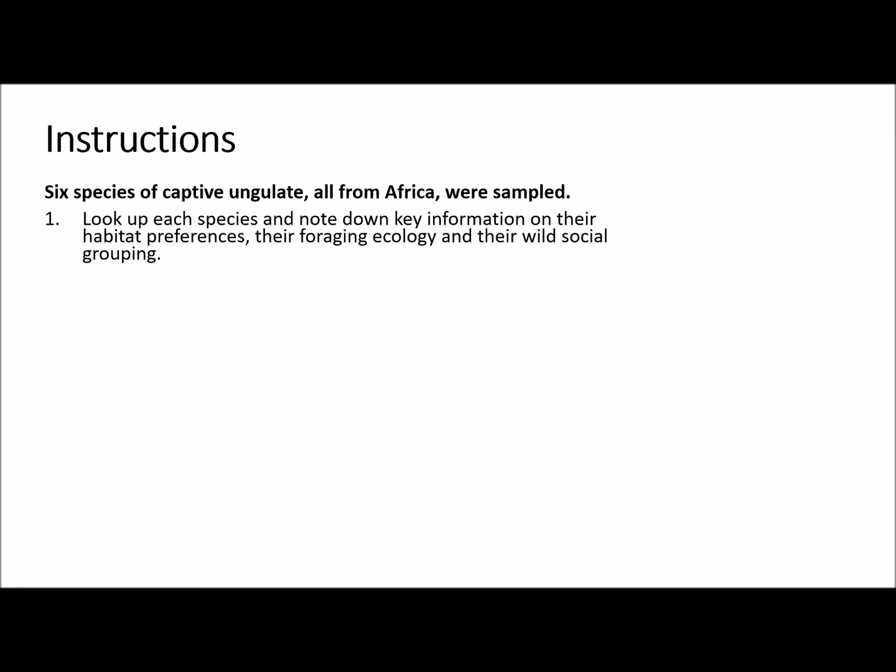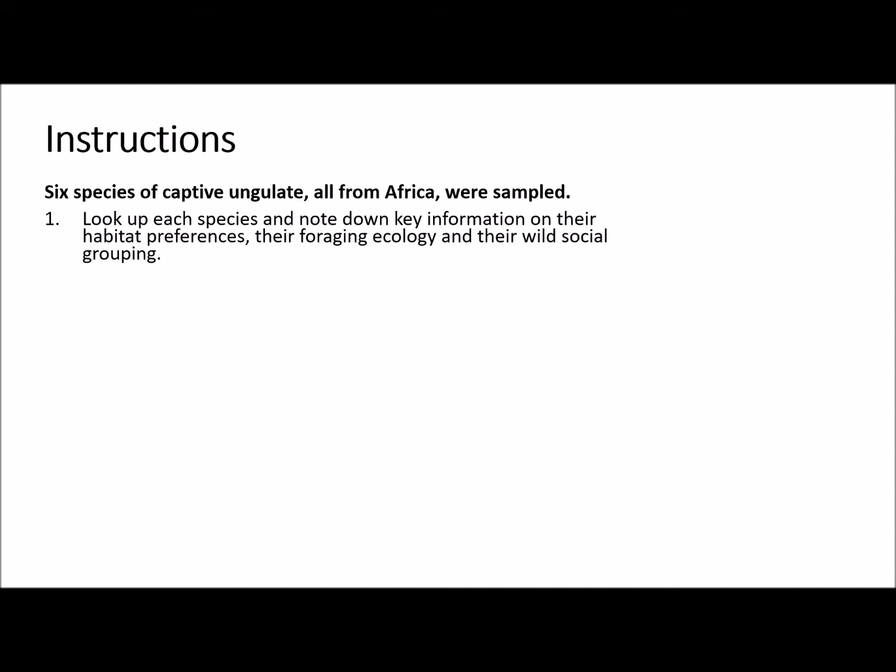So the first thing you need to do is look up each species and note down key information on the habitat preferences, i.e. the habitat they have evolved to live in the wild, their foraging ecology, i.e. how do they collect their food, and their wild social grouping. Are they solitary? Do they live in pairs? Do they live in large herds? So on and so forth. The IUCN Red List, simply Google IUCN Red List and the page will appear, is probably your best source of information for this background ecological facts.